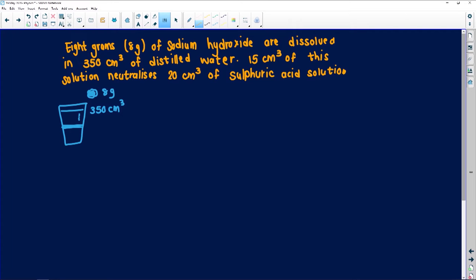So now our equation, according to the question, we have NaOH plus H2SO4. Now, with the NaOH, they've given us the grams, 8 grams. They've given us the volume that they first diluted it with, 350 cubic centimeters. They've given us a second volume of 15 cubic centimeters.